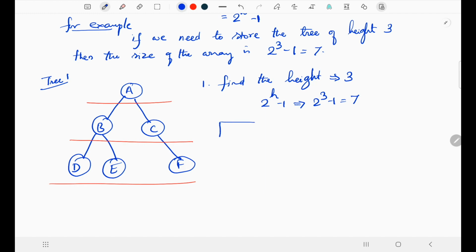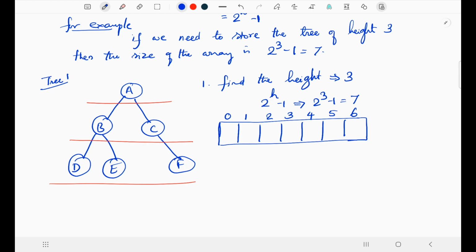So I open an array of 7 memory spaces: 1, 2, 3, 4, 5, 6 and 7. Okay, so there is the 0 index, first index, second index, third index, fourth index, fifth index, sixth index. So total index from 0 to 6, total 7 spaces are there.